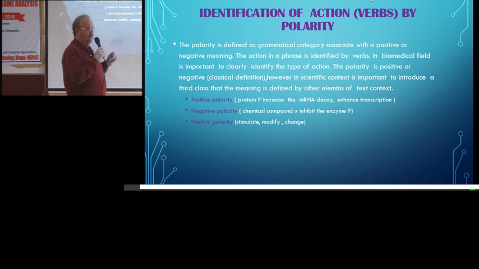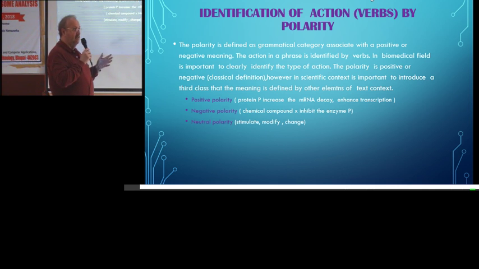For instance, one can say protein P stimulated the inhibition, which is negative, or this drug stimulates the wound healing, which is positive. Then the problem is to identify this third class. That is a big problem, because the identification requires knowing the context in which this word is embedded.